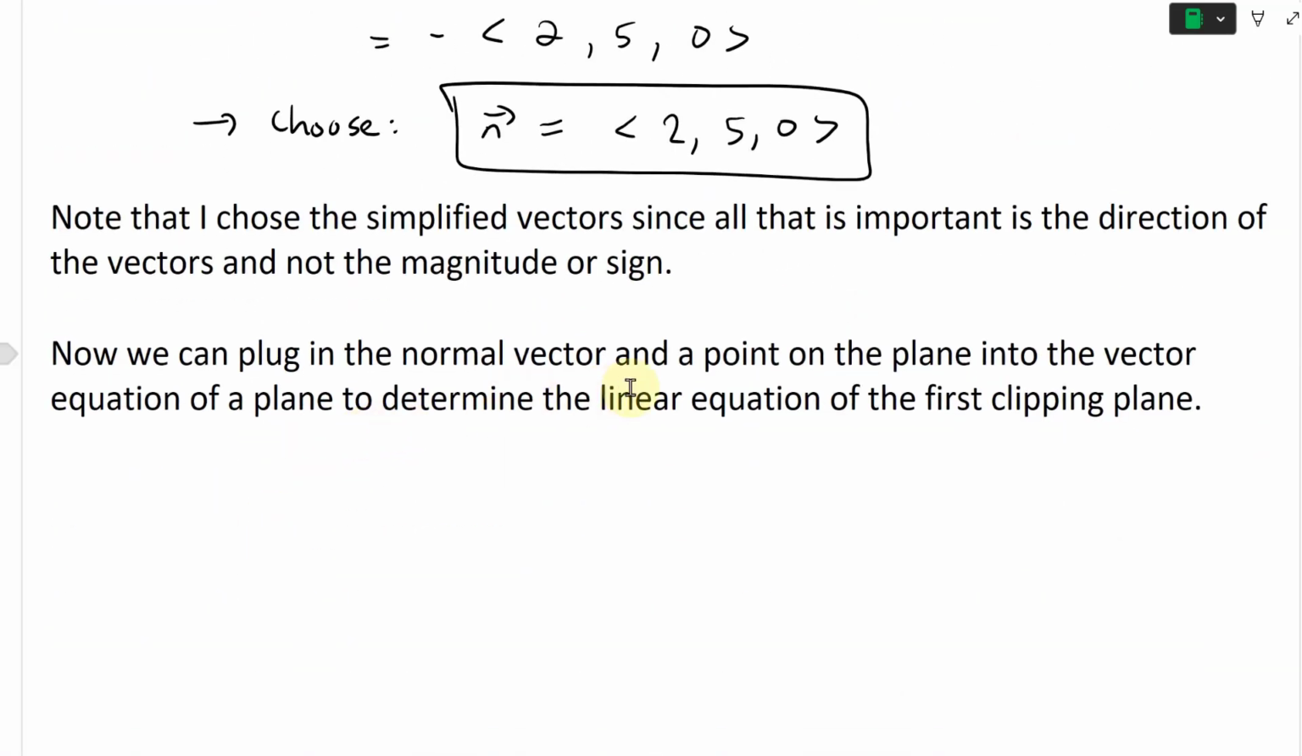So now we can plug in the normal vector and a point on the plane into the vector equation of a plane to determine the linear equation of the first clipping plane, the right clipping plane.